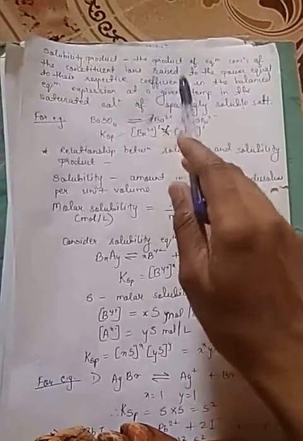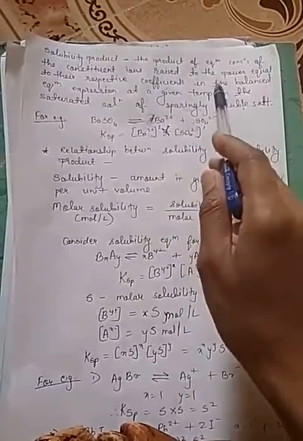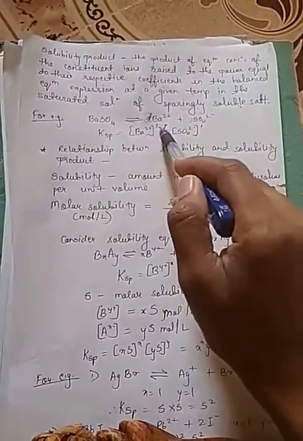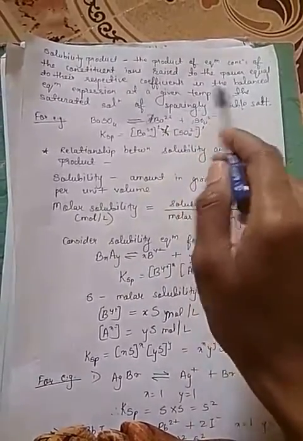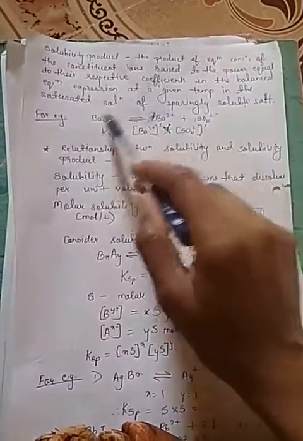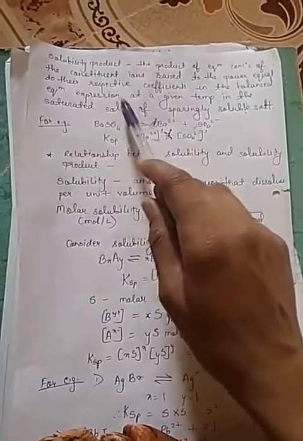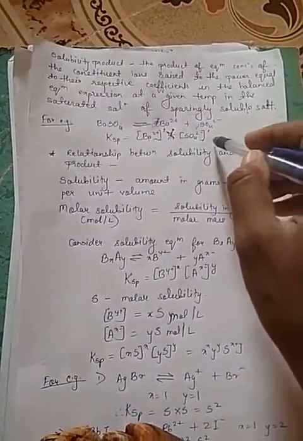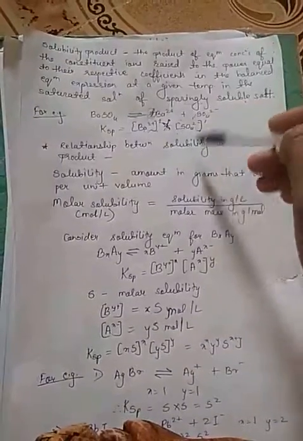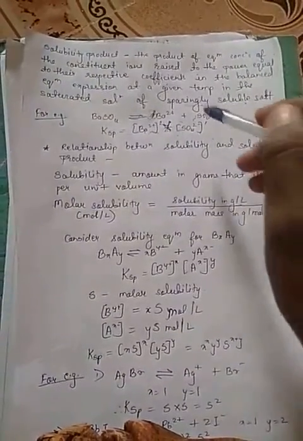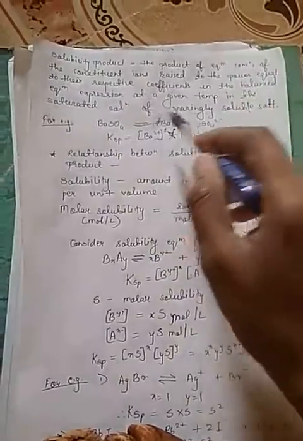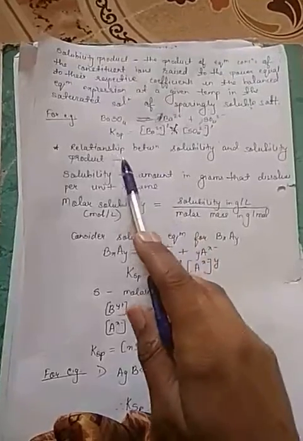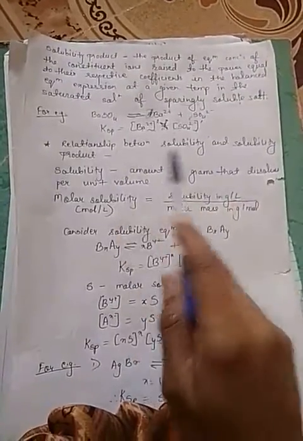So what is the definition? It is the product of equilibrium concentrations of the constituent ions raised to the power equal to their respective coefficients in the balanced equilibrium expression. This expression is balanced. It is at a given temperature, because if you raise the temperature, the solubility increases. So you have to consider the solubility product only at a given temperature. The next part we are going to study is the relation between solubility and solubility product.